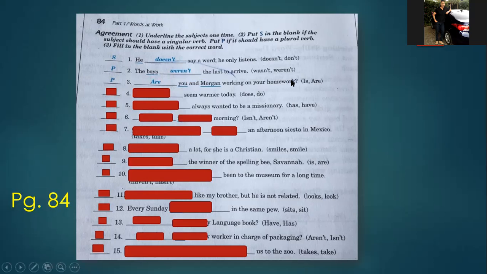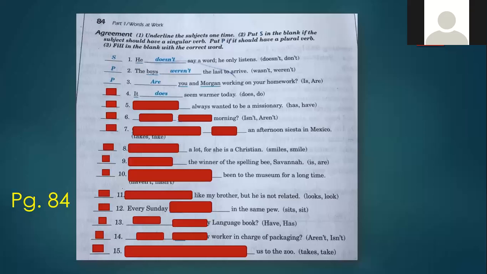Number four. It does or it do? Does. It does. Does is third person. Yes. Parece que, dice ahí. It does seem, Warner. Singular or plural? Singular. Singular, yes. Es tercera persona, recuerden. It is talking about it.